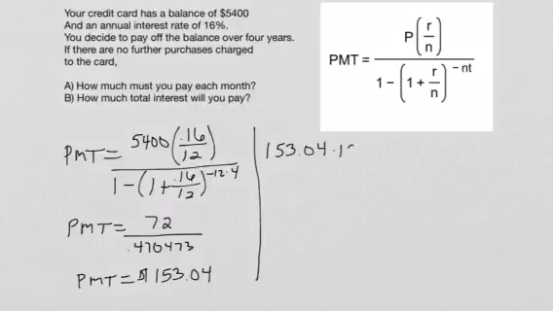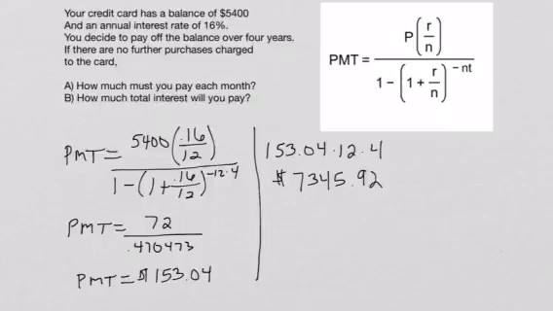So there's 12 months in a year, and we're going to do that for over 4 years, so times 4. So we're going to take these three numbers and multiply them together. And when we multiply these three numbers together, we get a total amount of $7,345.92. So this is the total amount we will have paid over these 4 years.